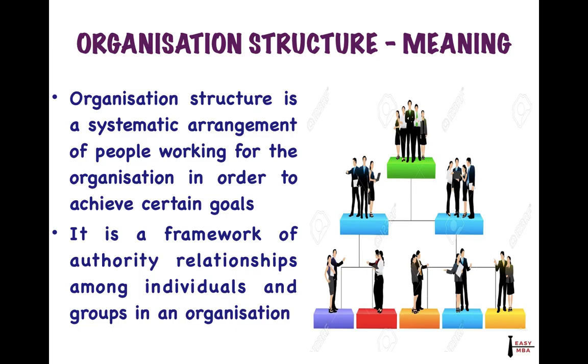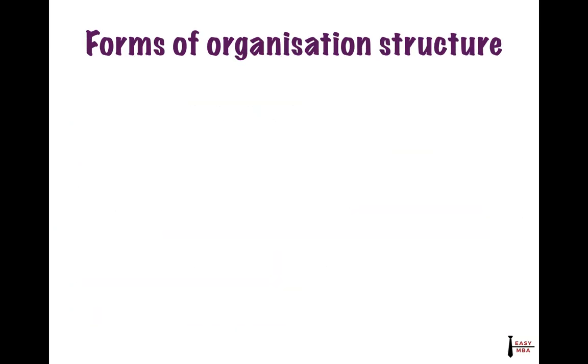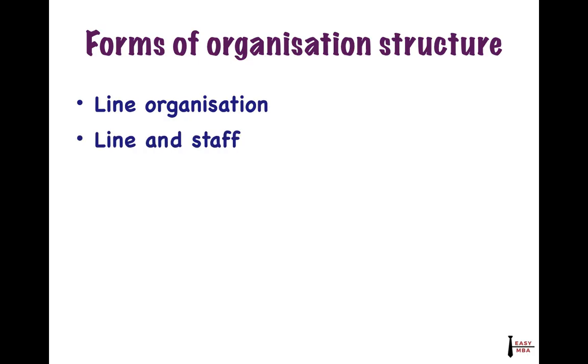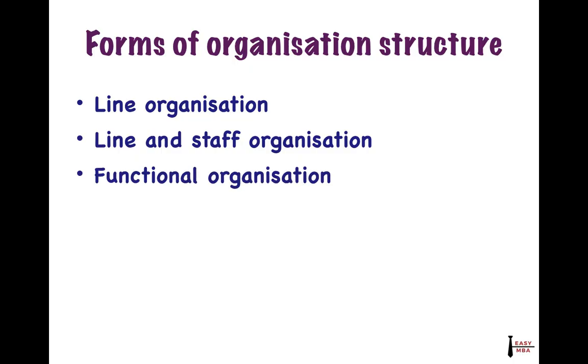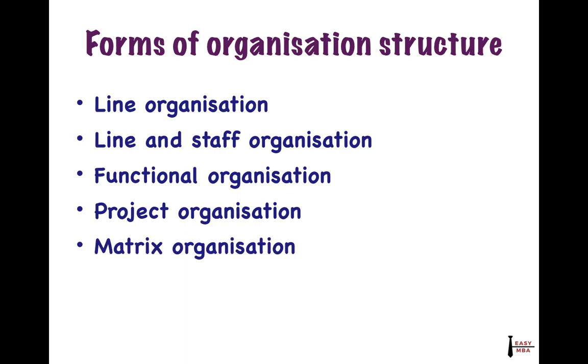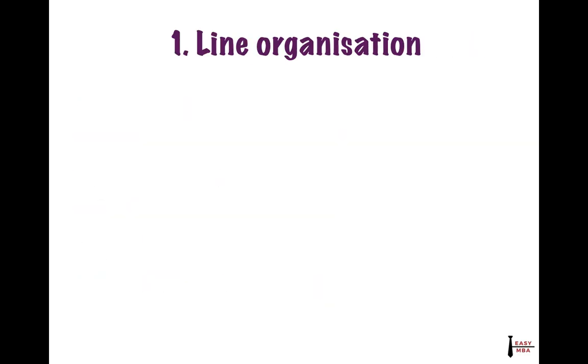That is organization structure. Now, let's move on to the different forms of organization structure which are prevalent in various organizations. So, different forms are, first one is the line organization, second one is line and staff organization, third is a functional organization, fourth is project organization, fifth form of organization structure is matrix organization, sixth one is committee organization.